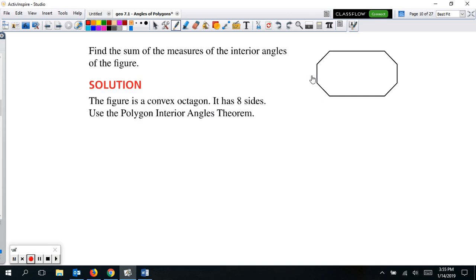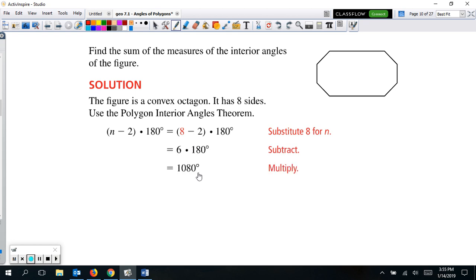So we want to count all the sides up here, and if we count them, there's 8 sides. It has an 8-sided figure, which would be an octagon. And so we'd want to put that in there. So n minus 2, so it's 8 minus 2 times 180, which is going to give us 6 times 180. 6 times 180 is 1080. So this is 1080 for this one. So the sum of the measures of this one is 1080.